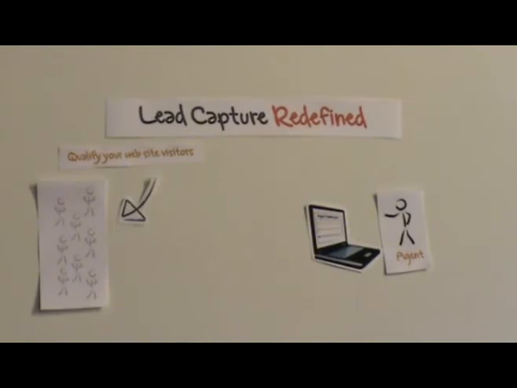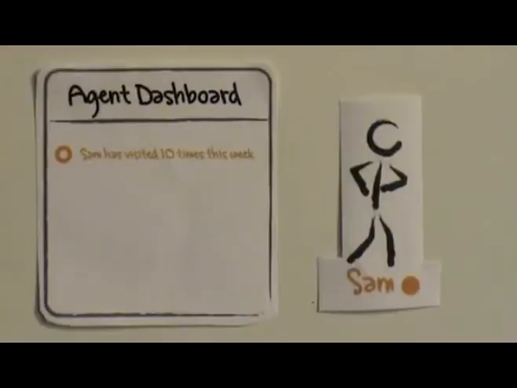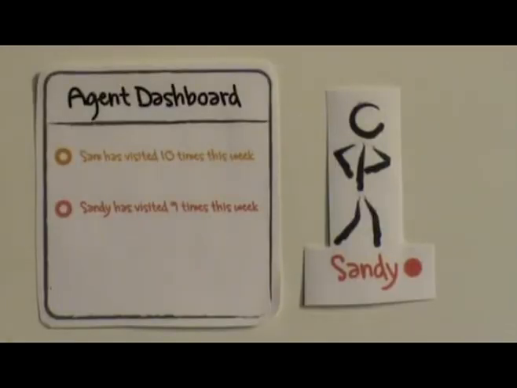It all starts from your dashboard, which will be located on your site. Info about your visitors will be displayed here. Let's take a look at Sam, who is registered on your site. He has visited 10 times this week. That's pretty valuable information for you, the agent. Now let's look at Sandy. She has registered and visited your site 9 times this week.